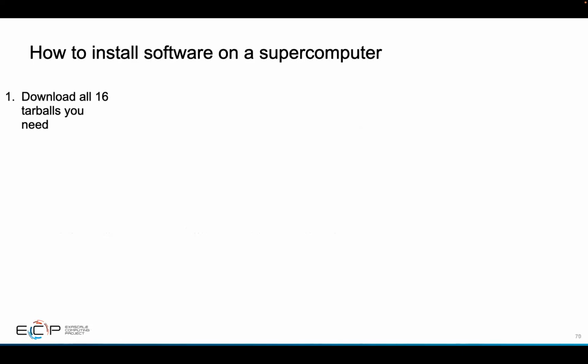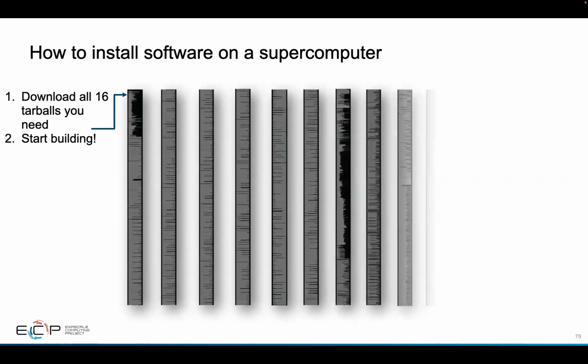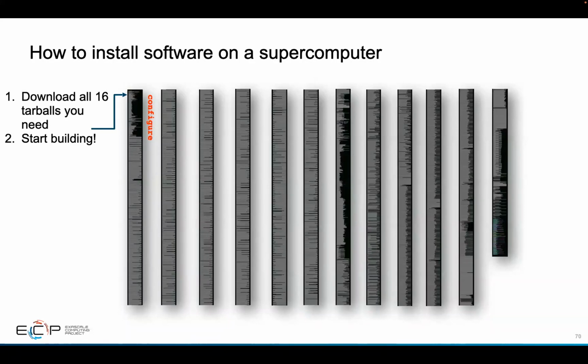But how do you install software on a supercomputer? You first of all download all the tarballs. If your Xyce application uses 16 packages, you will just download all of them and start building. And when you start building, you fight. You fight with the compiler. You fight with the flags. You fight with the makefiles. And you tweak all this until you finally get a binary that at least builds. And when you run that binary, you don't know what will happen with this complexity.